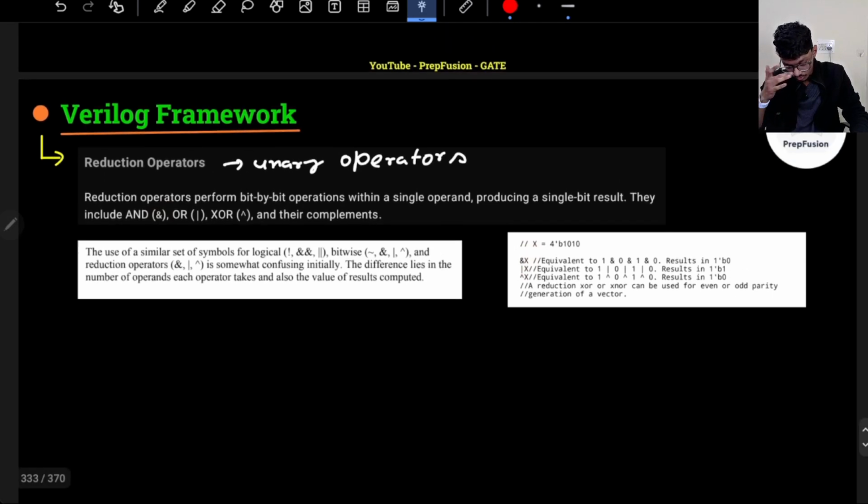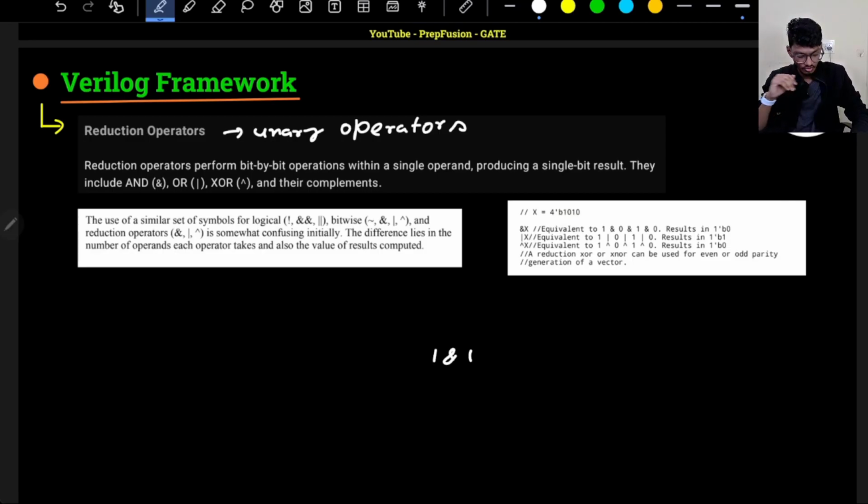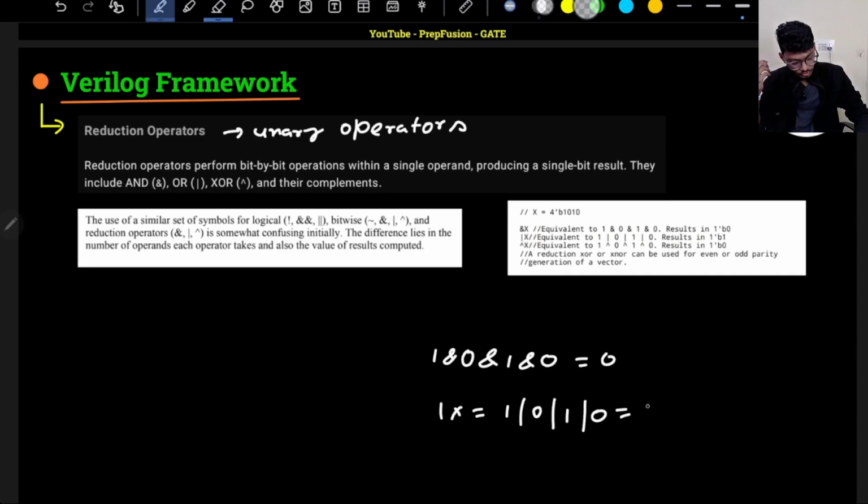Okay, so if I do AND here, and let's say X is 1, 0, 0, 1, 0, what this AND X means is perform AND with all the bits of X. So 1 and 0, 1 and 0. Obviously you know this will be 0. So that's why this evaluates to 0 as written over here as well. Oh no, sorry, this is not AND X. This is OR X. Okay, OR X basically means perform the OR operation. So it will be 1 or 0 or 1 or 0. This will again evaluate to 1, as it is written over here.